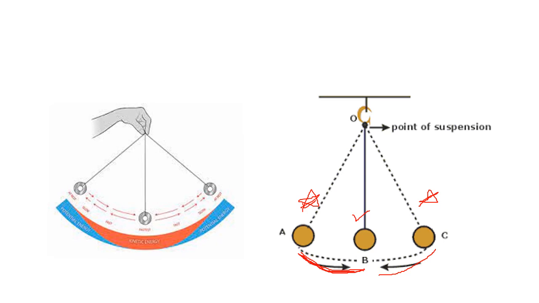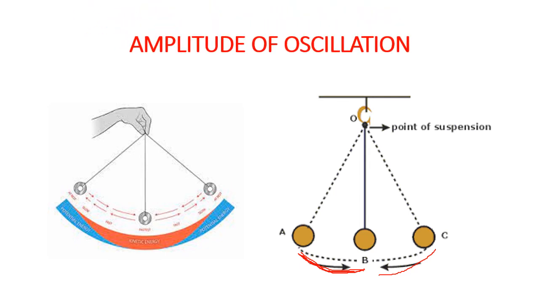So what is the amplitude? The amplitude is the maximum distance between the original position of a pendulum and the extreme position. So in this case, what is the amplitude? Either BA is the amplitude or BC is the amplitude. This is known as the amplitude of oscillation.